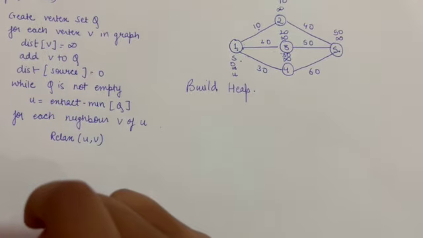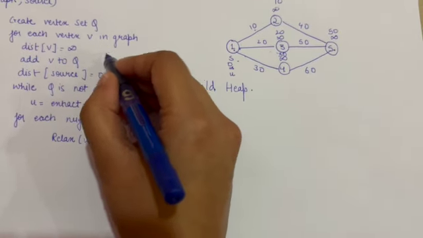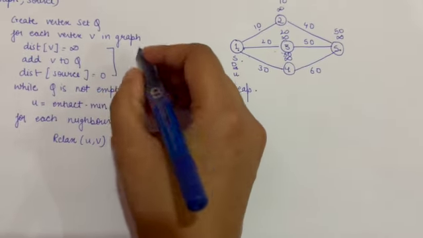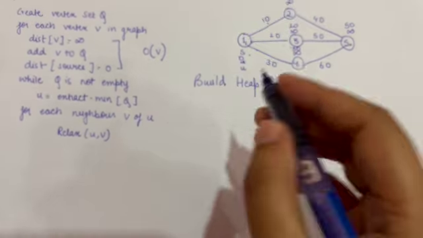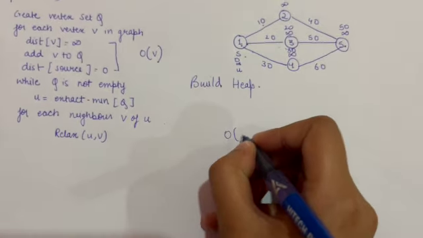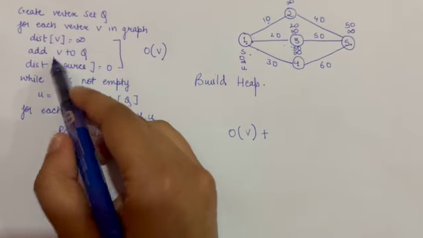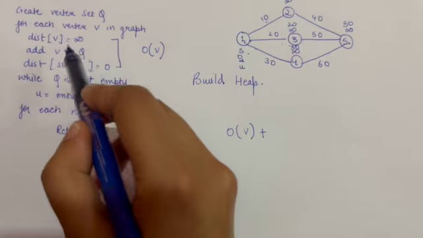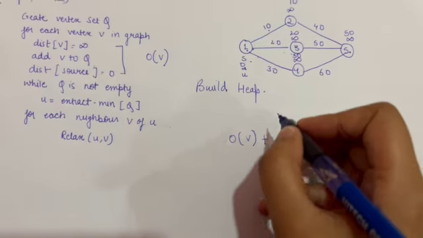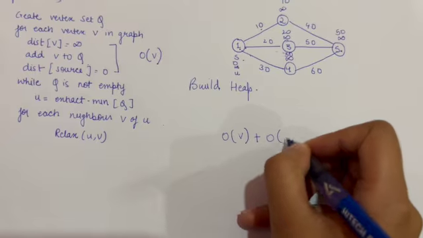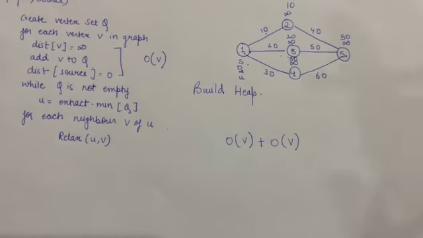Now we'll talk about the time complexity. So from this part, we can understand that the time complexity is order V, because we are repeating this program V times. So it will be written as V. Now we are taking it, add v to the Q. We are adding v to the heap, to the set Q. So the time complexity for that will also be order V, because we are repeating it V times.